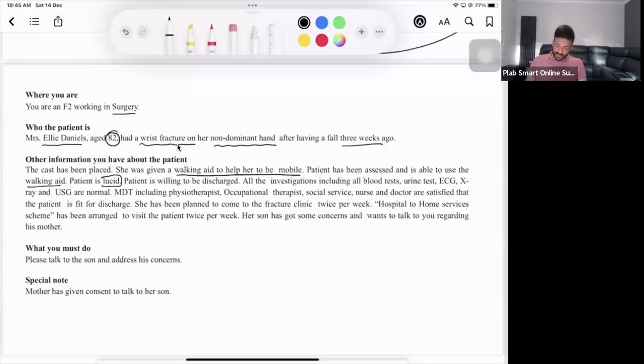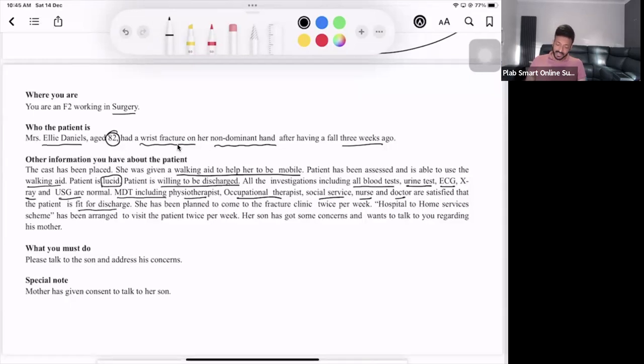Patient is lucid. Lucid means she's okay, she's fine. Patient is willing to be discharged. So patient wants to go home. All right. All the investigations, including the blood test, the urine test, the ECG, X-ray, ultrasound, are normal. Okay. The multidisciplinary team, including the physios, occupational therapists, social service nurses, doctors, are satisfied the patient is fit for discharge.